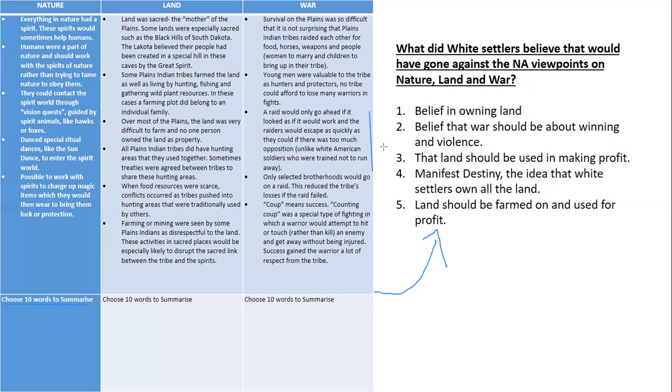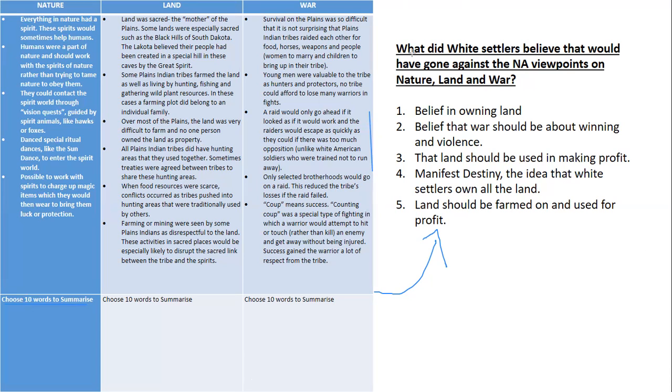Okay, so coup means success. Counting coup was a special type of fighting in which a warrior would attempt to hit or touch an enemy using their coup stick rather than killing them. The worst thing that could happen to a Native American is getting scalped, because that means their spirit would not go into the afterlife, the happy hunting ground, which again, Native Americans believed significantly in.